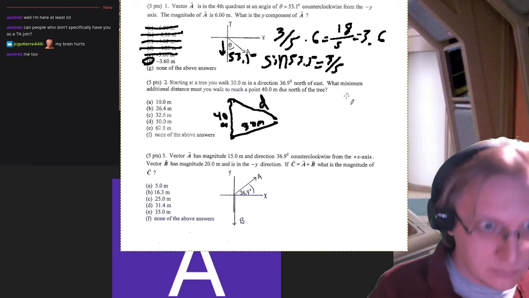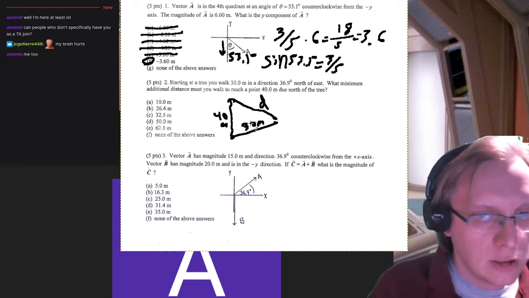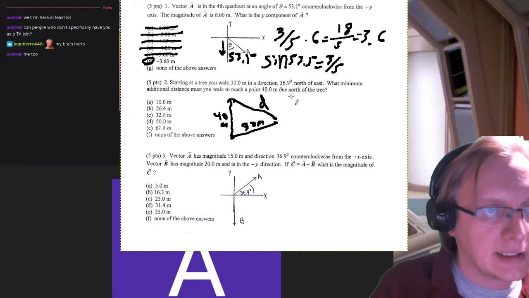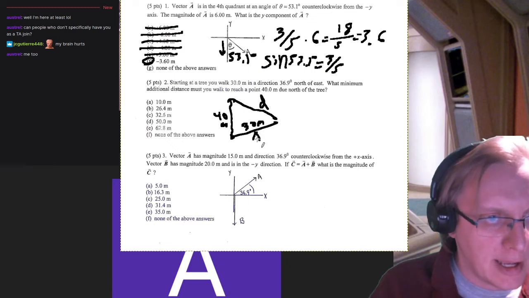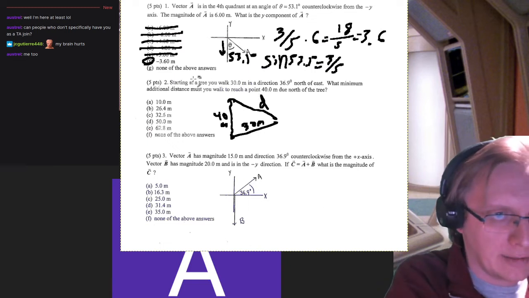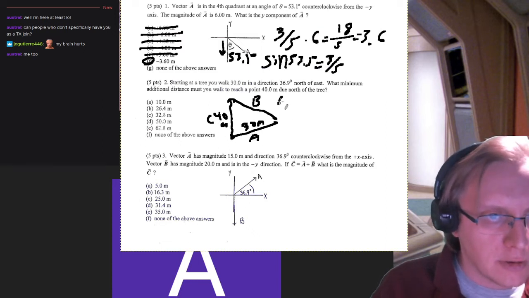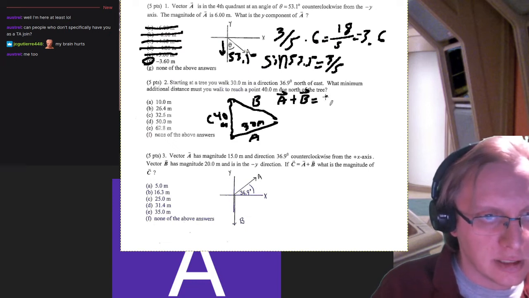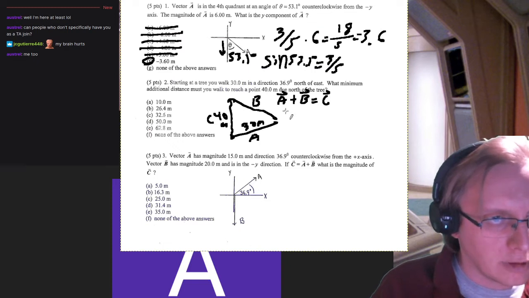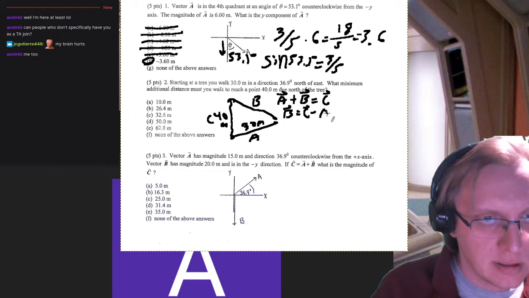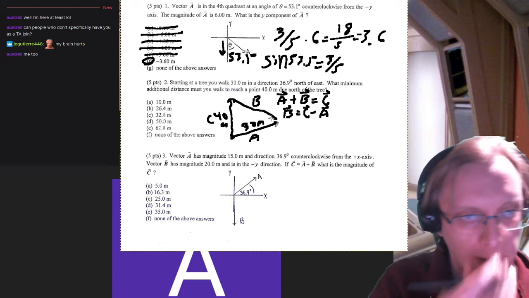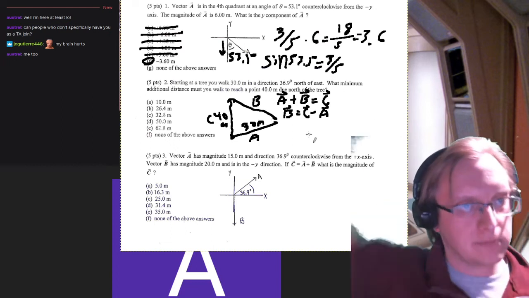Now we get into the fun parts of vectors. We will call this A. Let's call that B. Call this A. Call this C. So A plus B, these are vectors, is equal to C vector. Therefore, we are interested in B. B vector is equal to C vector minus A vector. These are vectors, so we've got to be careful with these things.